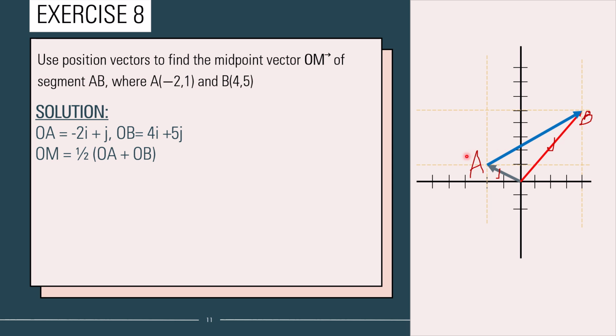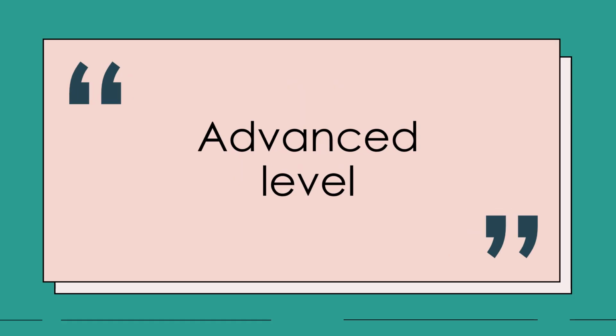What is OA plus OB? You will get the resultant, which is basically AB. So you have to get half of this. So it is going to be half of OA, which is -2i + j, plus OB, which is 4i + 5j. So you will get 1/2 of (2i + 6j). Now you will solve it. You multiply the scalar with the vector. The 2 and 2 cancel, you get i, and 6 and 2 cancel, you get 3j. So the point is (1, 3). Okay, that's your midpoint.